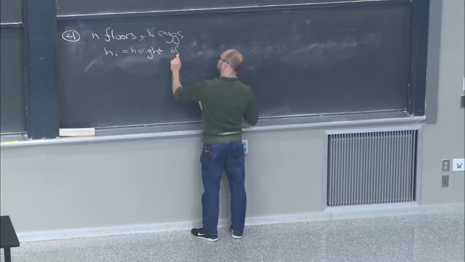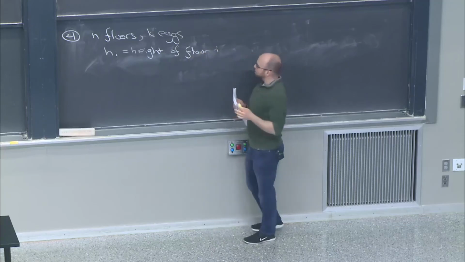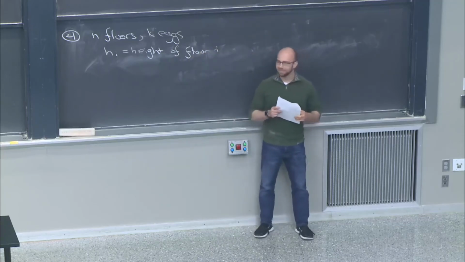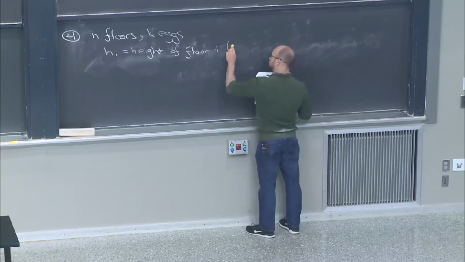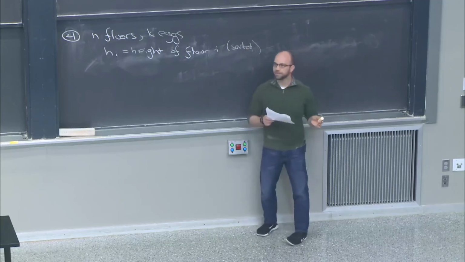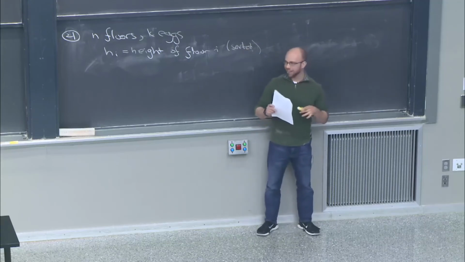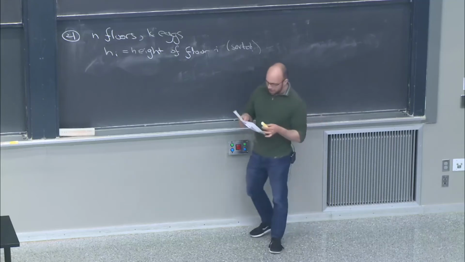So it's height of floor, or I really want to write flower, but I digress. And we're going to assume that our list is already sorted. In other words, the 5th floor is taller than the 4th floor, and we don't have to spend n log n time doing that.